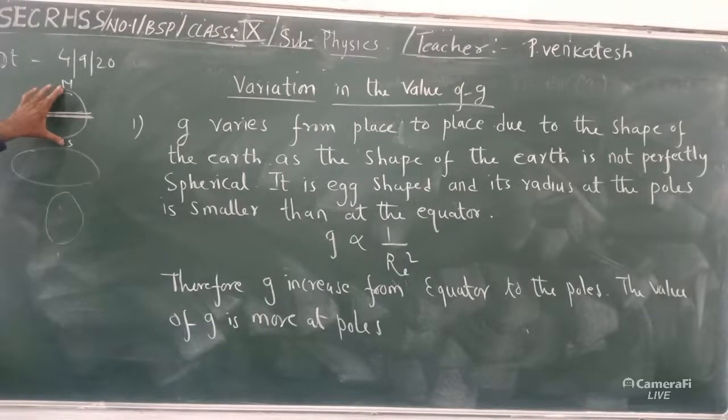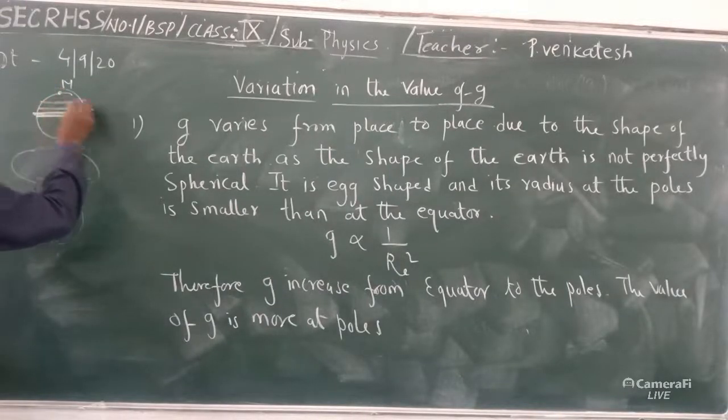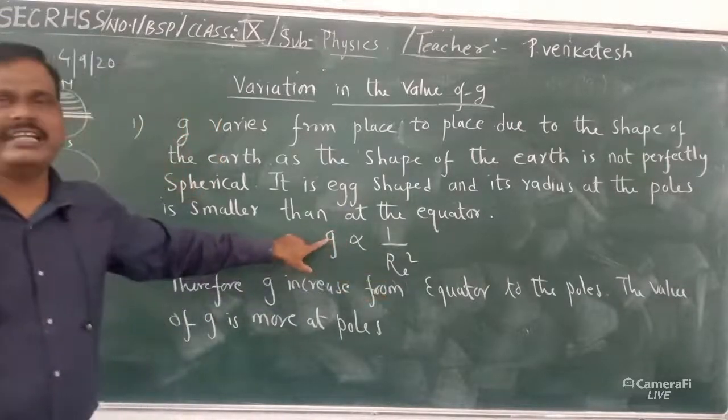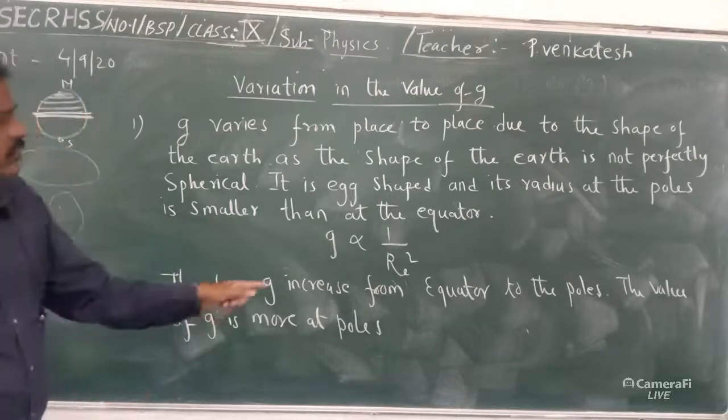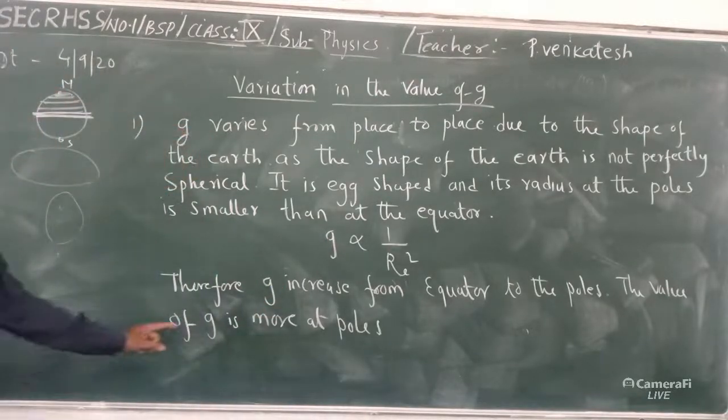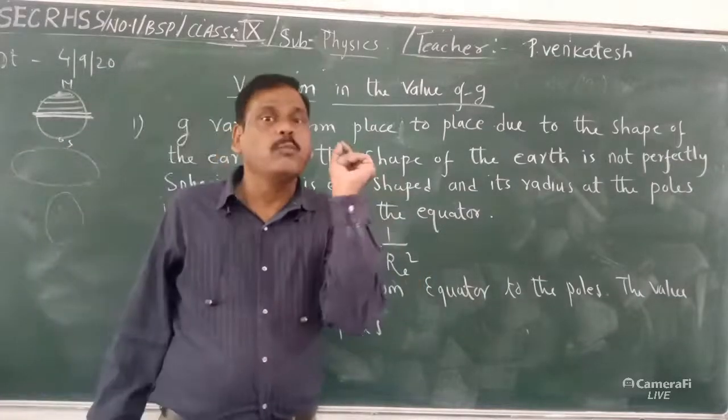मींस as you go to the poles, वहां रेडियस क्या हो रहा है? अर्थ का रेडियस देखो, अर्थ का रेडियस अगर कम होगा तो ग्रेविटी क्या होगा? बढ़ेगा. Therefore G increases from equator to the poles. The value of G is more at poles.